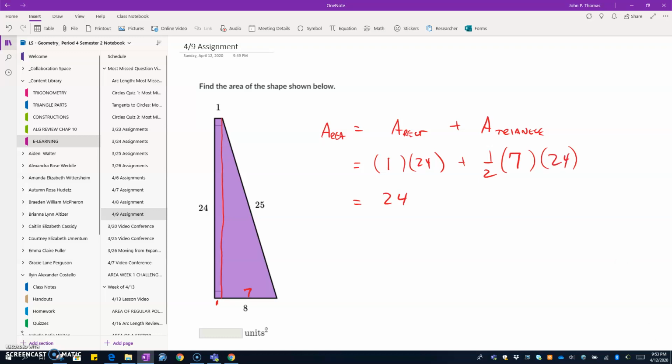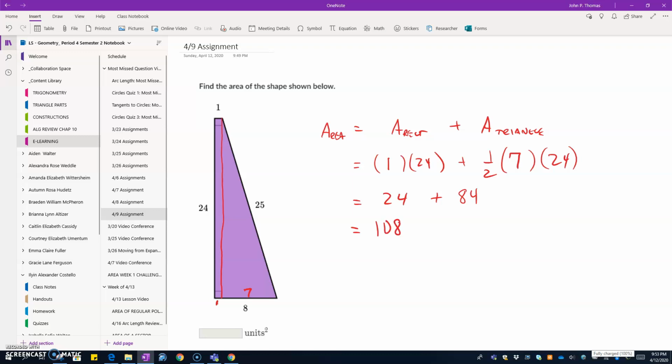Another common mistake would be accidentally putting the 25 there, but since that's slant, that really doesn't help us in this case. Alright, so from here, I've got my 1/2 base times height. So a half times 24 is 12. 12 times 7 is 70 plus 14, which is 84. So I've got 24 plus 84, which is 108. And that would be my total area.